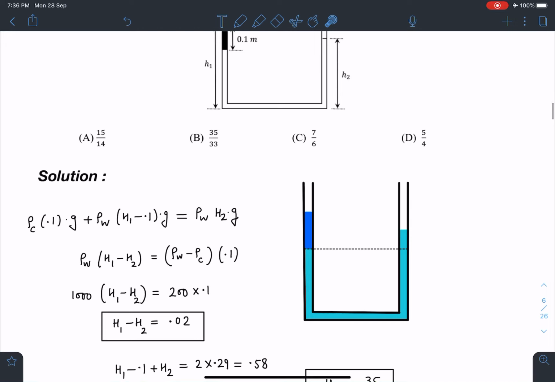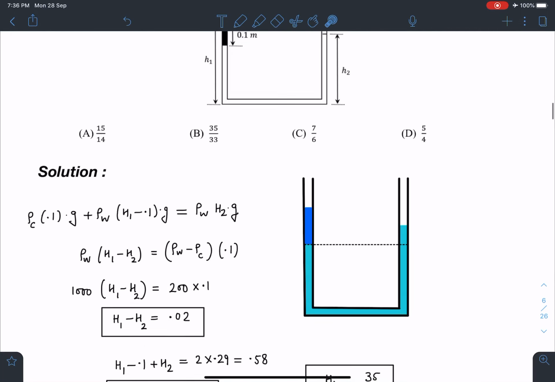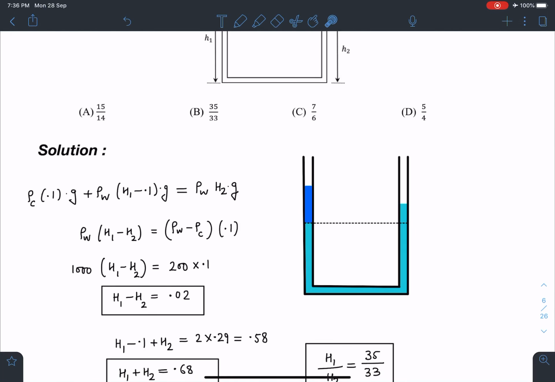So a situation like this will arise, and here this length is given as 0.1, and total length is given as h1, and this length is given as h2. So we have to find the ratio of h1 to h2. Very easily I can equate the pressure here and here, or maybe I can use this point and this point also. However, for solving purpose, I have used these 2 points. Pressures are going to be equal, and you can ignore the atmospheric pressure in such problems.